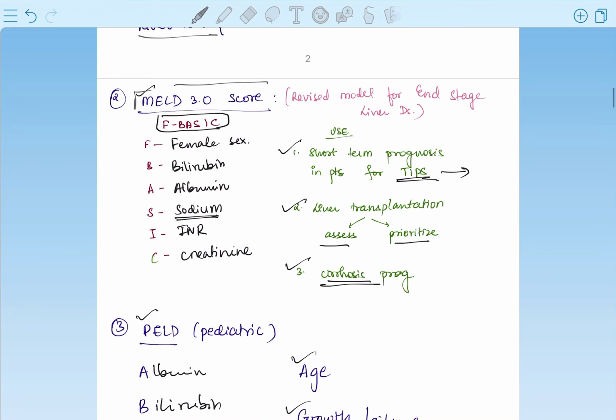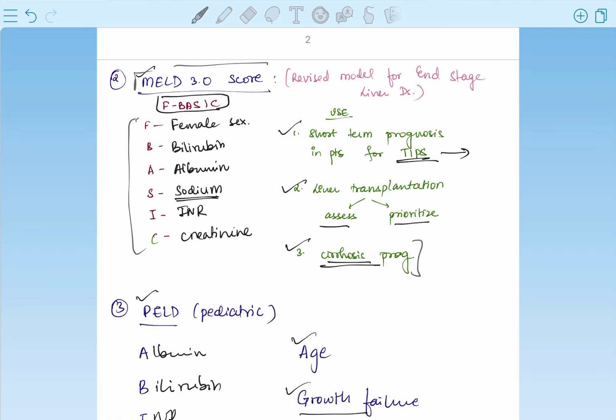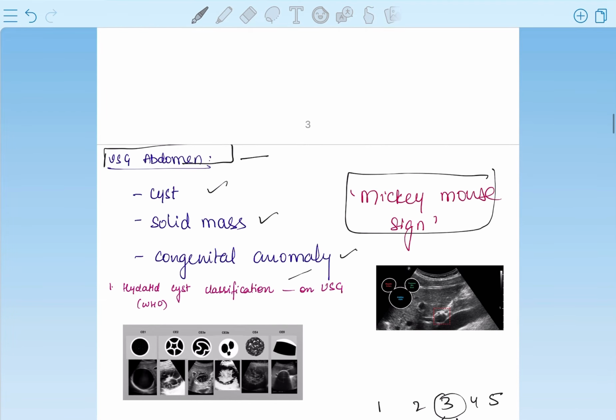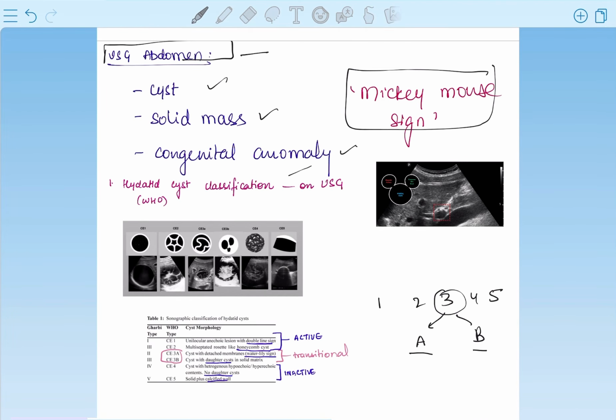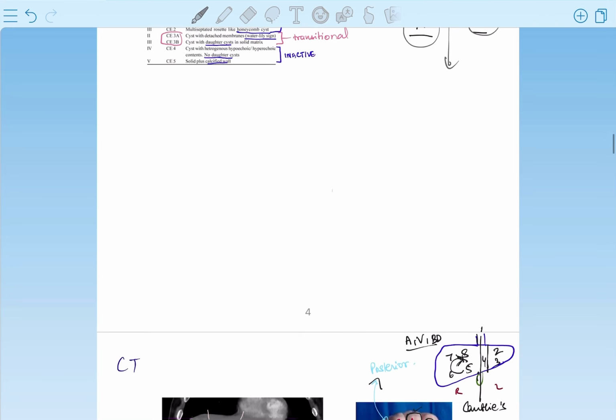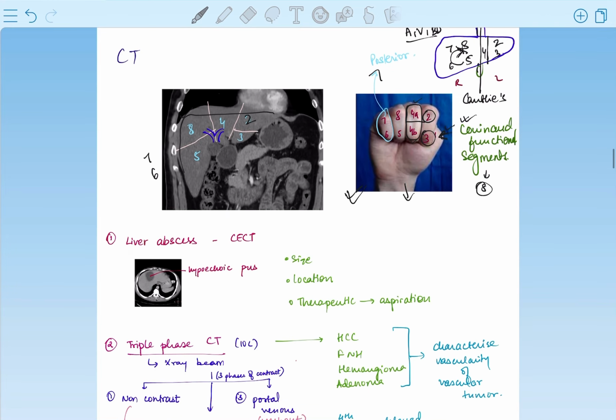We also have the MELD scoring system. The F basic is its mnemonic, and it helps in determining the prognosis of cirrhosis. For pediatrics, we have the PELD scoring system. We should remember this. And for ultrasound abdomen, we saw the classification of the hydatid cyst into CE1, 2, 3, 4, 5, with 1 and 2 being active, 4 and 5 being inactive, and 3 being the transitional. 3 is further divided into A and B. Okay. And under CT, we saw the anatomy of the 8 segments, how you can form a fist, and you can identify the segments, localize the segment, with 6 and 7 being the posterior segments.